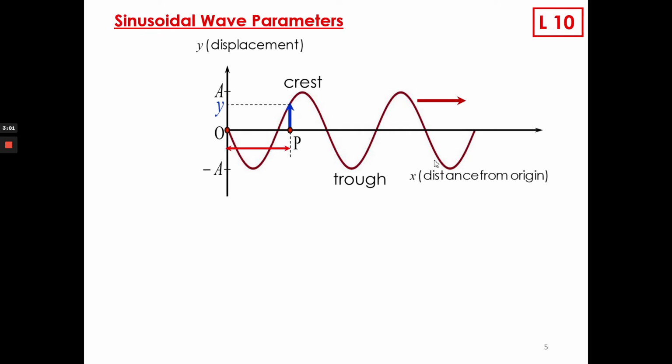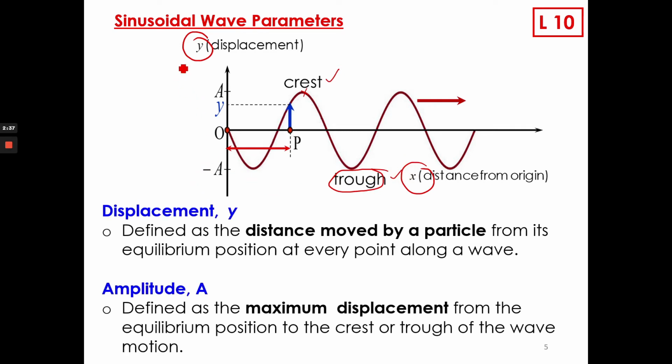So what do you have to know in this chapter? Now, first, when you have a graph of y against x, what you should know is, this top is crest, and at the bottom we call it trough. Okay, we have first displacement in terms of y, where y is defined as the distance moved by a particle from its equilibrium position at every point along a wave.